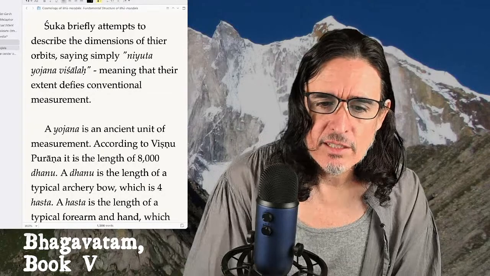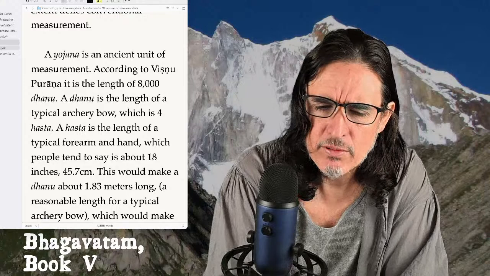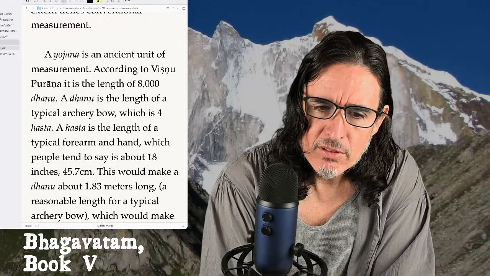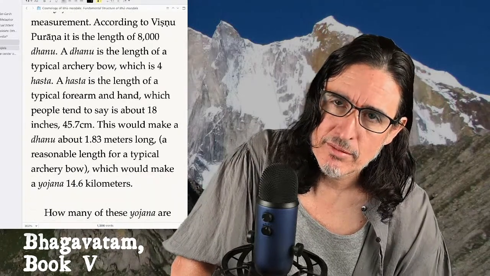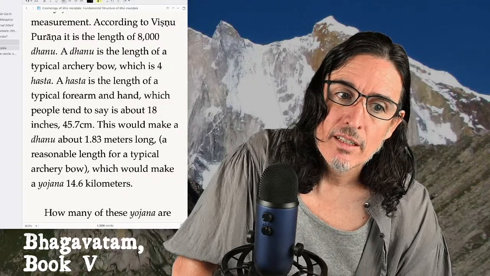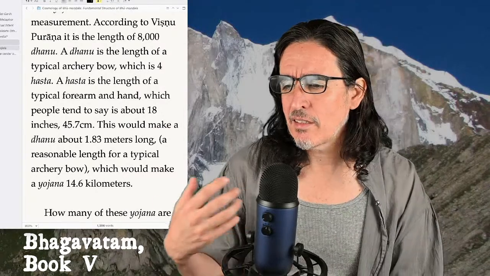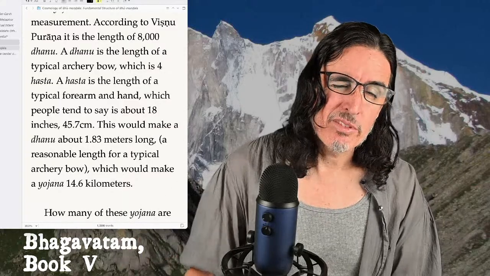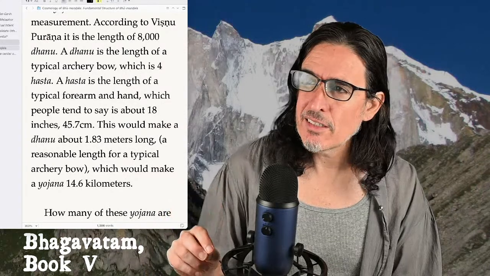A hasta is the length of a typical forearm in the hand, which people tend to say is about 18 inches or 45.7 centimeters. This would make a dhanu about 1.83 meters long, which would make a yojana of 14.6 kilometers. But as you can see, a bow, an arm, they're not standardized terms. The Purana does standardize the size units to an atom.